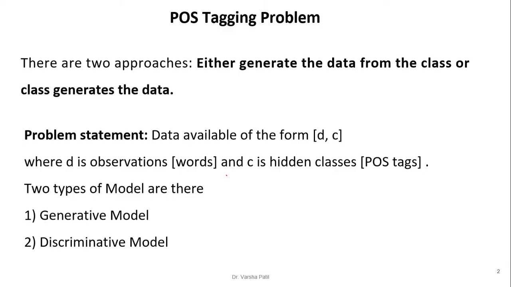Two types of model are there, generative model and discriminative model. In my previous videos, that is part of speech tagging 4, 5, 6, I discussed the generative model, and the type of generative model, that is the hidden Markov model, was discussed with a lot of problems. Now in this video I am going to cover the discriminative model, and under the discriminative category I am going to explain the maximum entropy model.